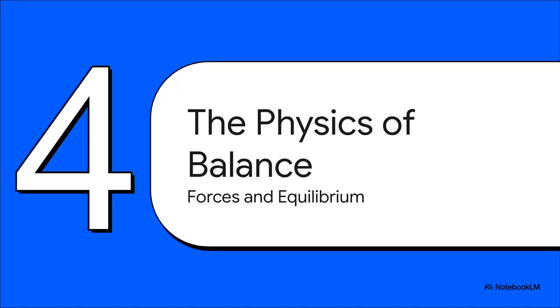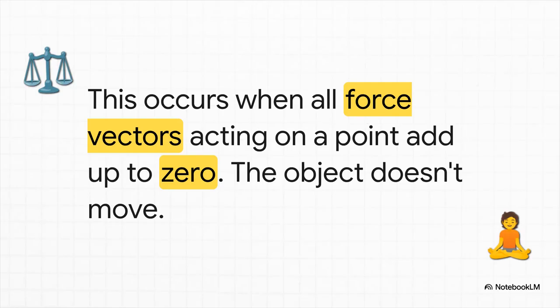But here's the thing. Vectors aren't just about motion. They're just as powerful, maybe even more so, for explaining why things stay perfectly still. So let's shift gears and look at the physics of balance, forces, and what keeps a bridge from falling down. Think about a game of tug-of-war, right? If both sides are pulling with the exact same strength, that rope in the middle isn't going anywhere. That's equilibrium in a nutshell.